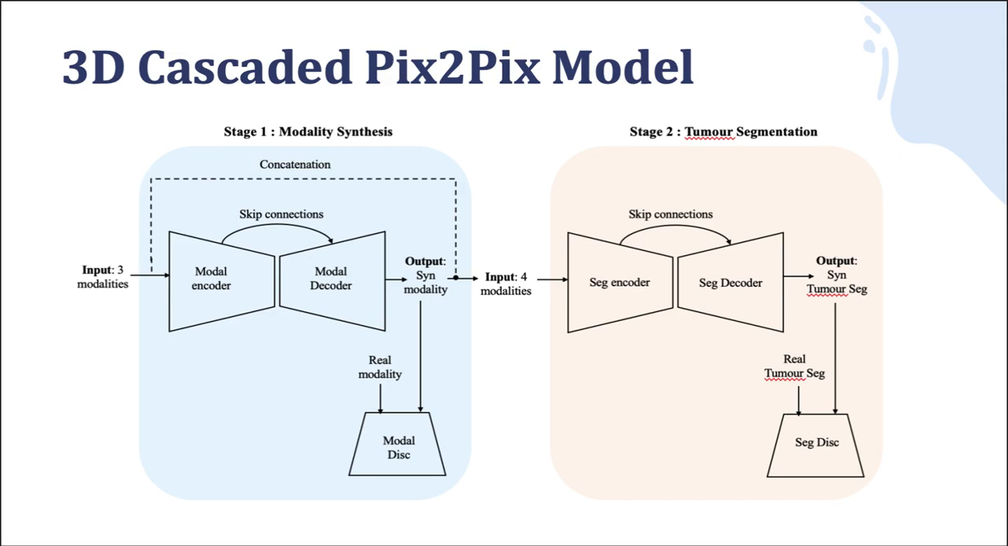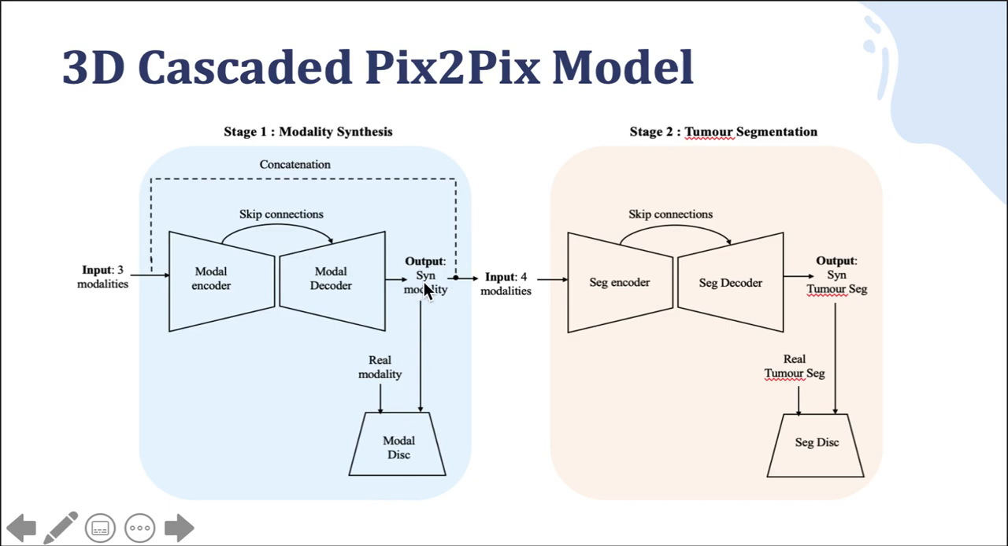generate the outputs and a patch GAN discriminator. Looking at the diagram, we can see that the input to the first stage would be three existing modalities. The missing modality will be synthesized using the autoencoder GAN made up of the model encoder and model decoder. The real modality ground truth and the synthesized modality are fed to the patch GAN discriminator.